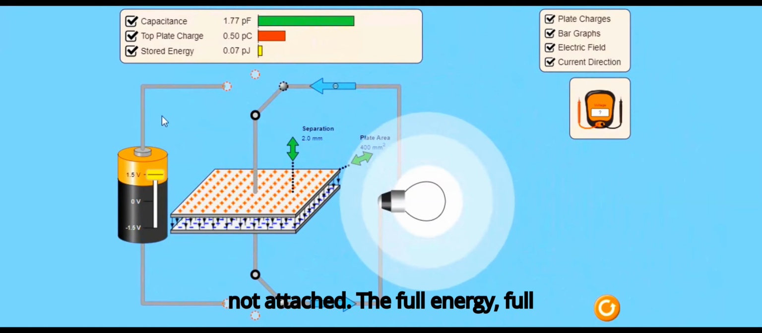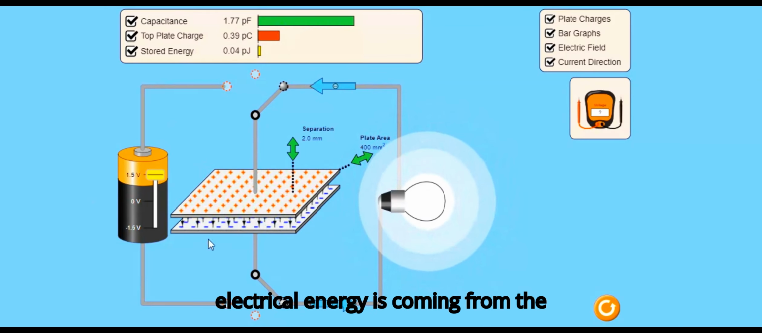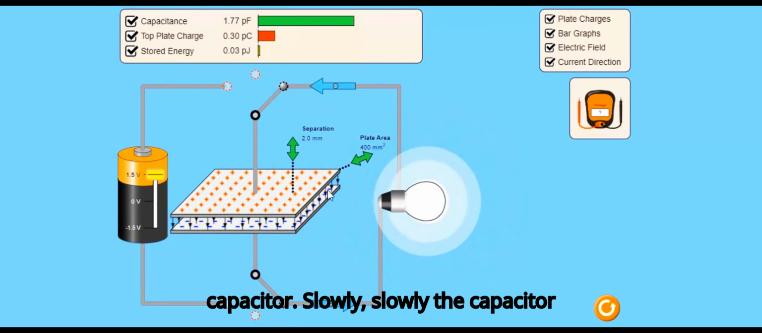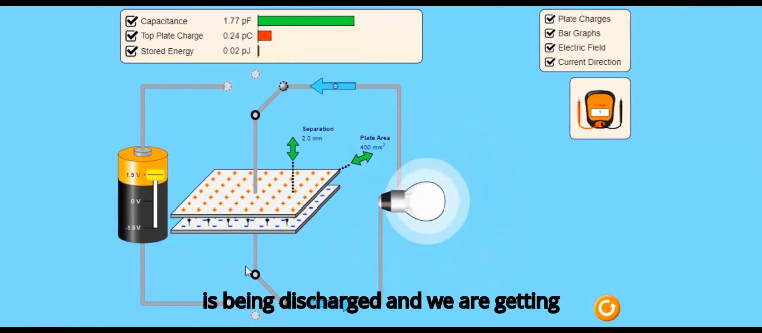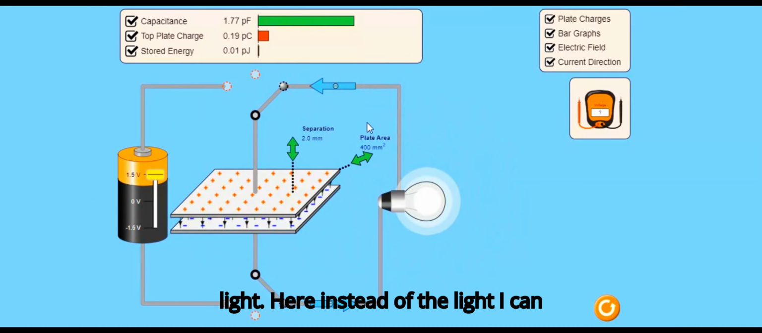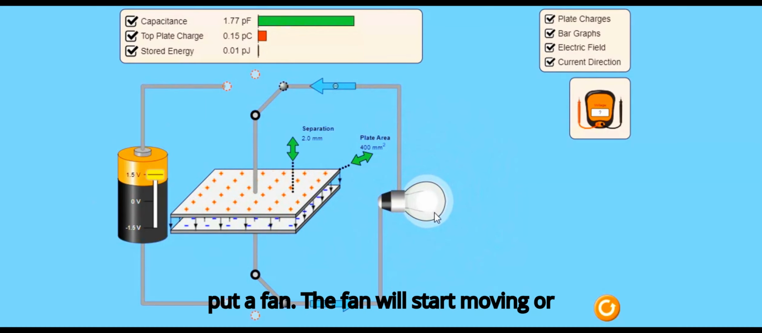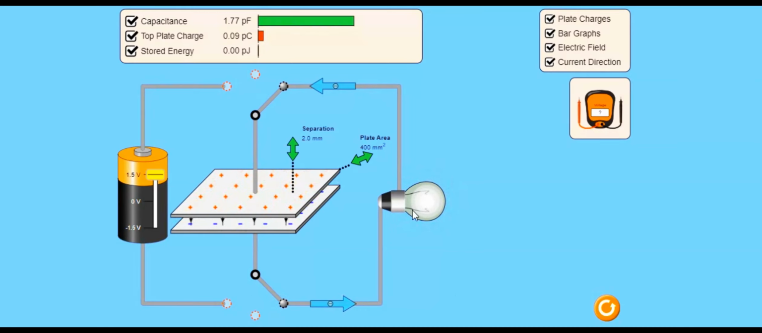The battery is not attached. The full electrical energy is coming from the capacitor. Slowly the capacitor is being discharged and we are getting light. Here instead of the light I can put a fan. The fan will start moving, or any device.